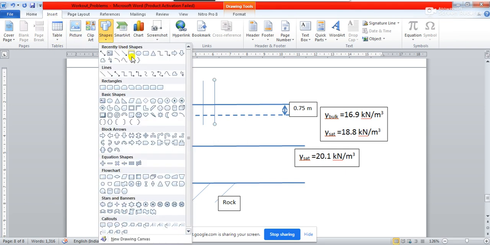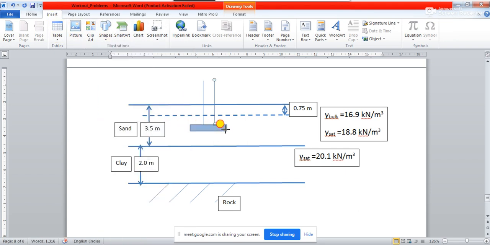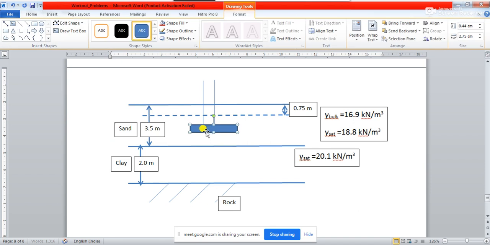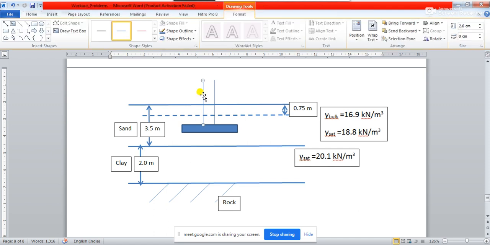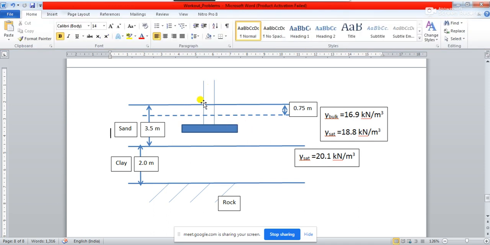Let me take a rectangle and just draw a footing over here. So this is your footing on this side and this side. Let's draw it a little bigger. The column is centrally placed. Have you got it? Footing, have you got it? So where is the location of the footing? So this is your column and this is the footing.